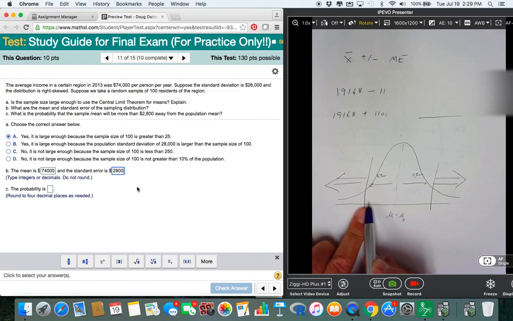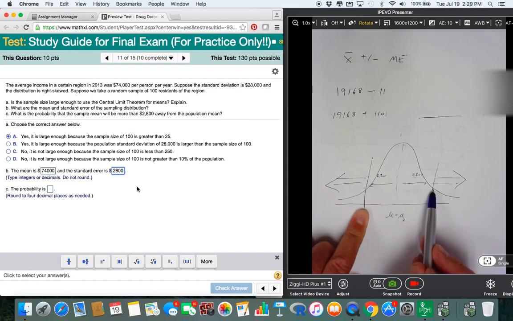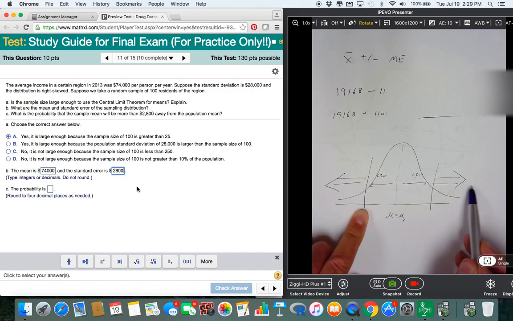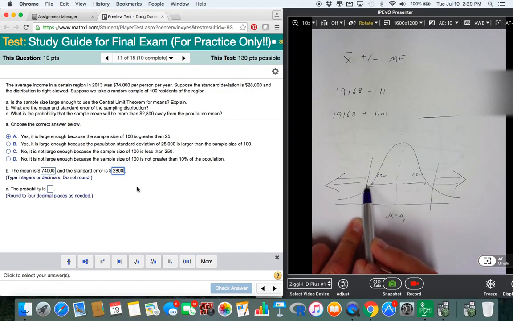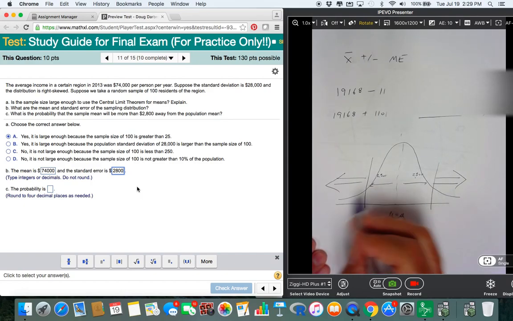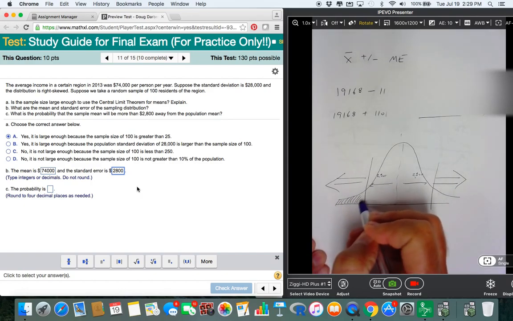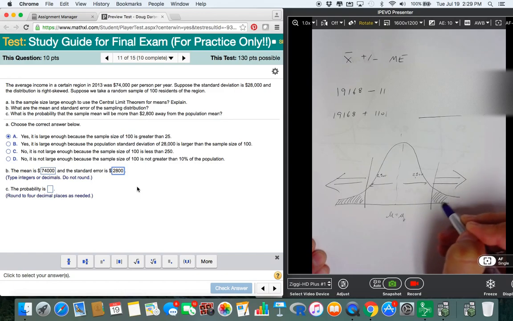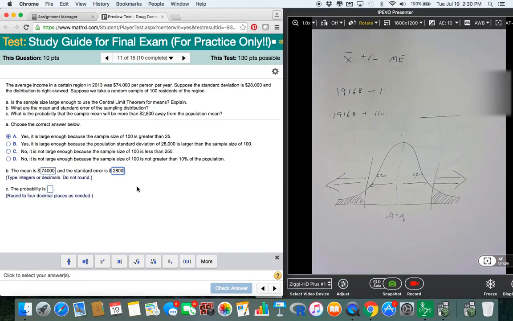Everything from this point to this point is less than 2,800 distance away from the mean. Everything from there up to here has distance from the mean less than 2,800. Anything from there on out is bigger than 2,800 away from the mean. Anything from here on down is bigger than 2,800. So what I need is the area in these two tails. So how am I going to do that?